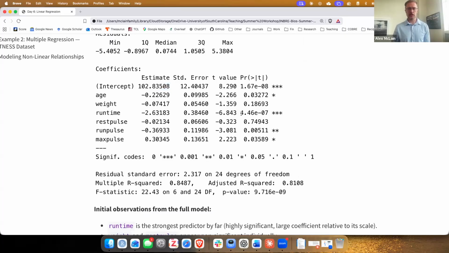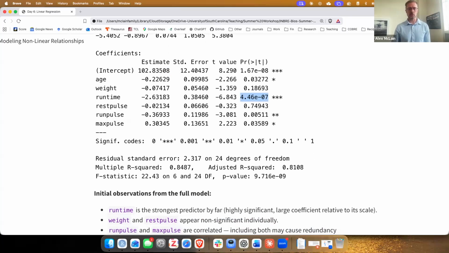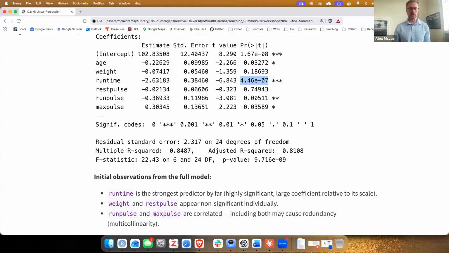We have our p-values, which are an indication of, if we assume runtime's coefficient is 0, how weird was the data? So runtime is the strongest predictor by far, highly significant, and has a large coefficient relative to the scale of it. Weight and resting pulse, these do not appear to be related. We can judge that by the relatively high p-values.